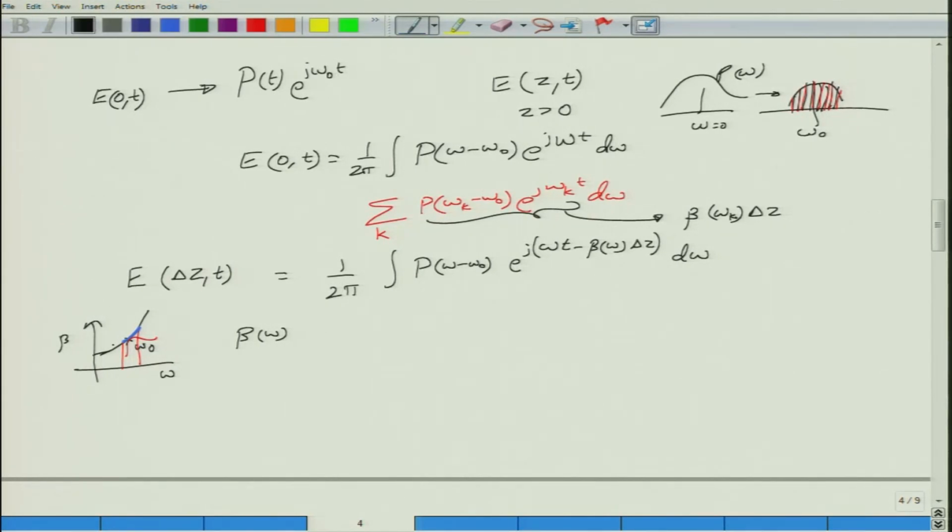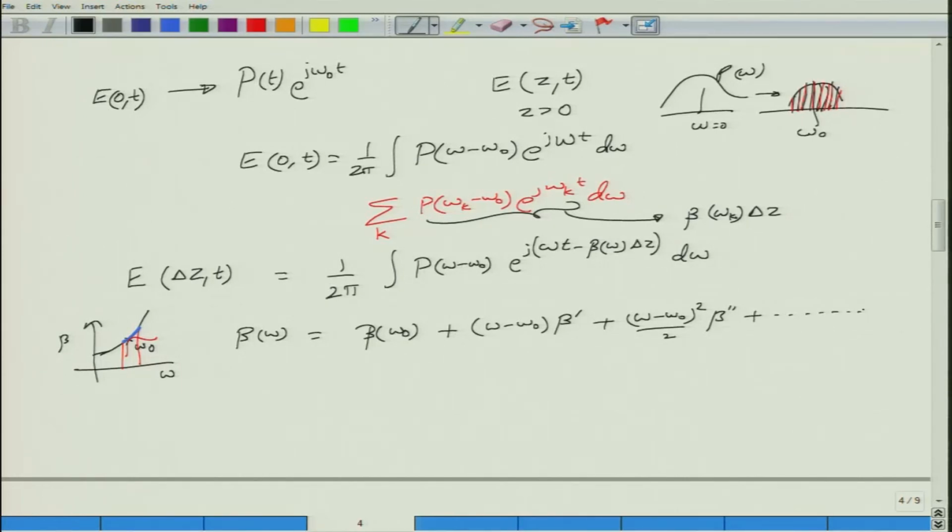Okay. In that range, with omega 0 as the center frequency, I can expand this beta of omega in a Taylor series as beta of omega 0, plus omega minus omega 0, that is at any frequency omega around omega 0, I can expand using Taylor series, times beta prime evaluated at omega 0 of course, plus omega minus omega 0 whole square by 2 times beta double prime.